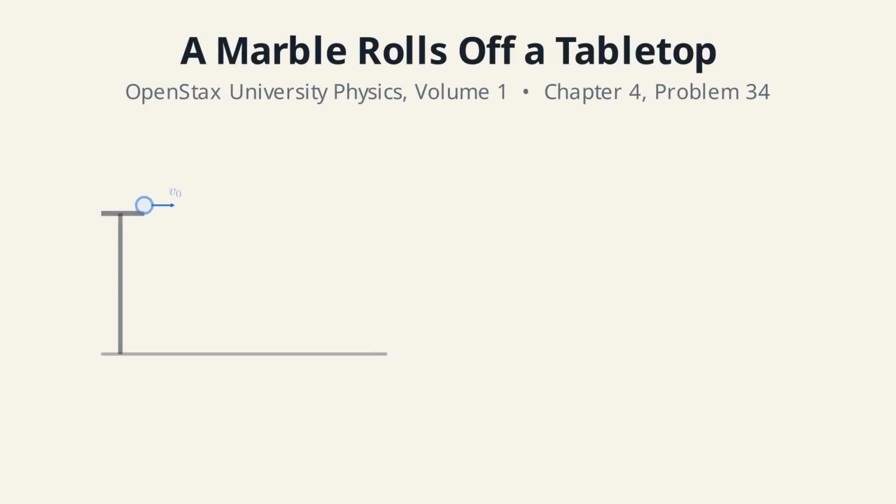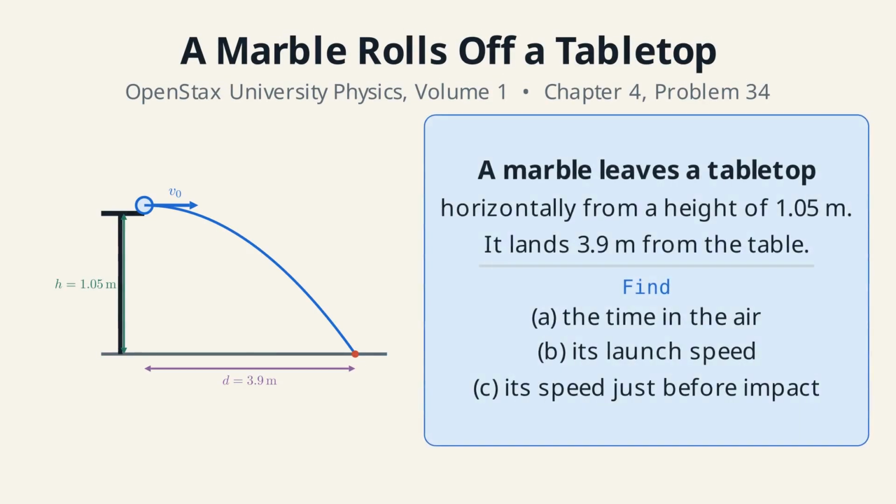Let us solve OpenStax University Physics, Volume 1, Chapter 4, Problem 34. A marble rolls horizontally off a tabletop 1.05 meters above the floor and lands 3.9 meters from the table. We will find its time in the air, its launch speed, and its speed immediately before it hits the floor. The key is that horizontal and vertical motion share the same time but obey different component equations.